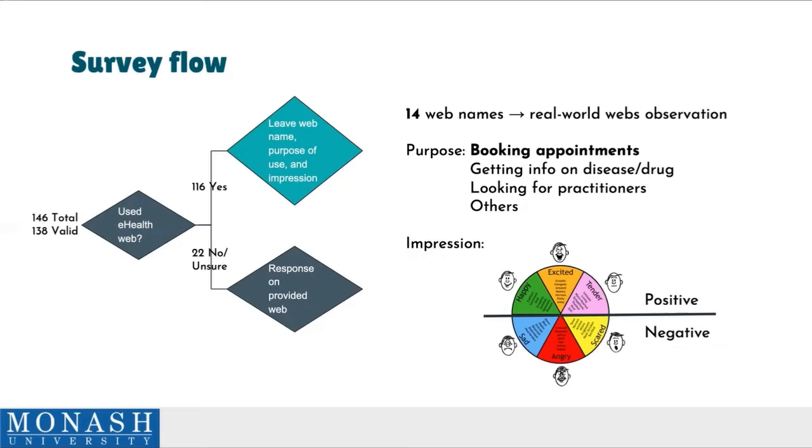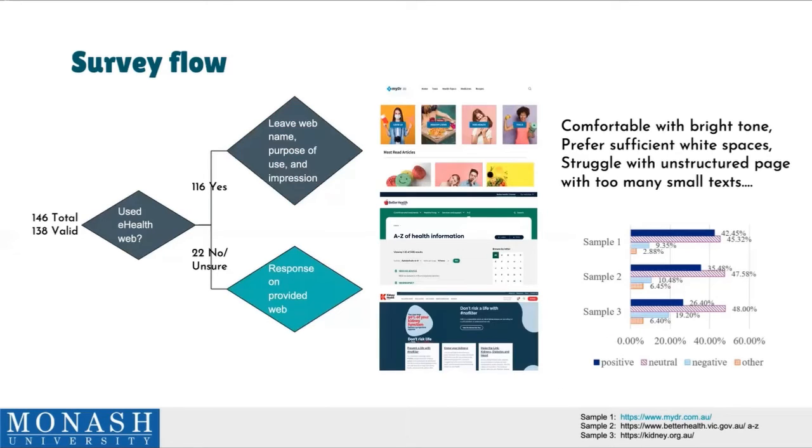We asked them for the first impression of using those eHealth web as well. For those who haven't accessed eHealth web before, we provide 3 different UI design eHealth examples and ask their impression. The results show that sample 3 is the least satisfied one, and the comments reflect their preference, such as bright color tone, sufficient white space to identify navigation and information, and most of them struggle with the unstructured page with too many small text.